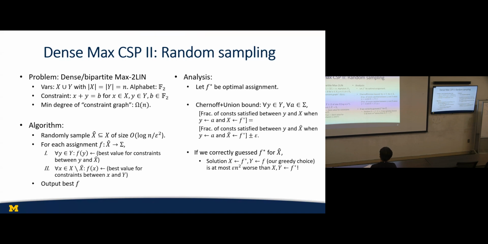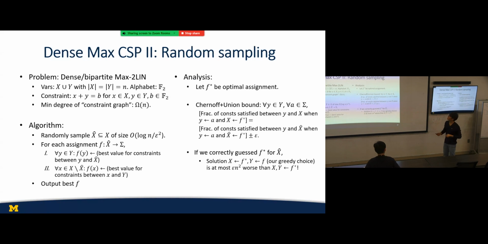If your instance is dense, then just guessing the optimal value of the constantly many variables will already give you enough information to propagate to all the other variables. That's basically what's going on here. So you're not using a mathematical program at all here? No, it's just purely combinatorial.